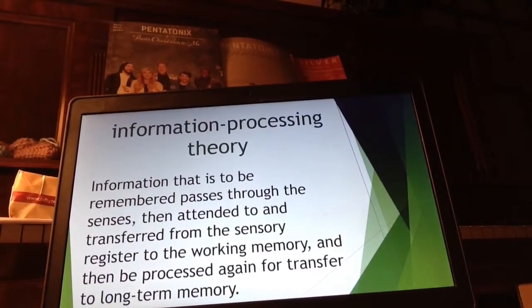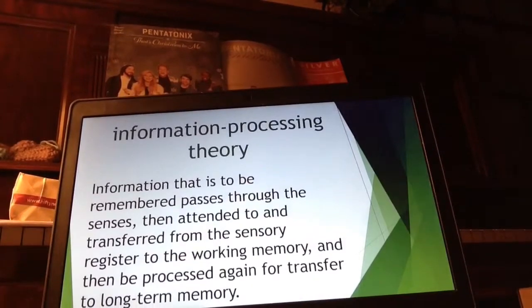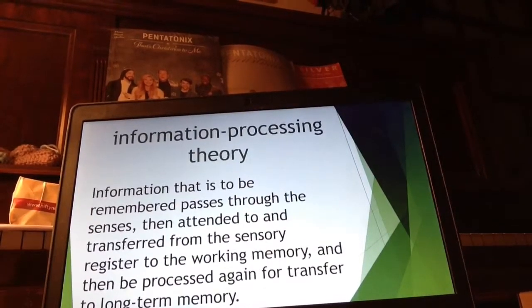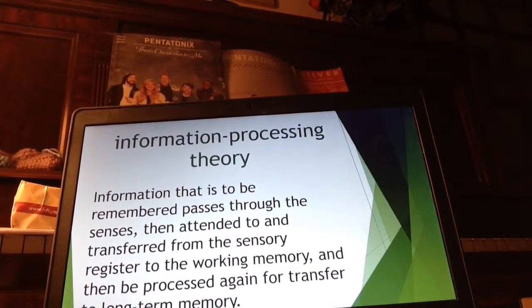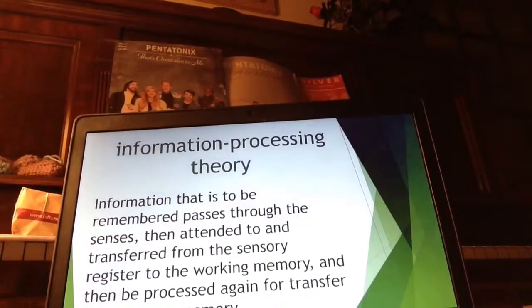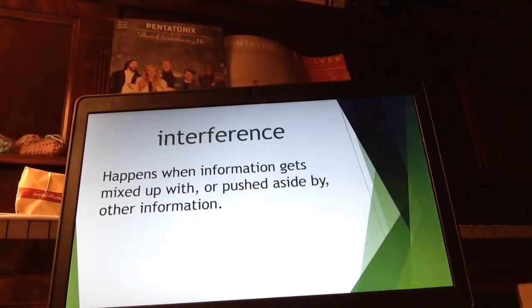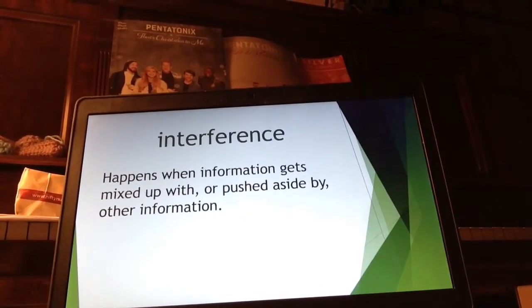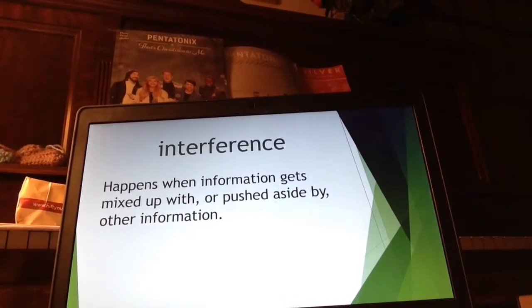Information processing theory. Information that is to be remembered passes through the senses, is attended to, and is transferred from the sensory register to the working memory, and then it's processed again for transfer to the long-term memory. Interference happens when information gets mixed up with or pushed aside by other information.